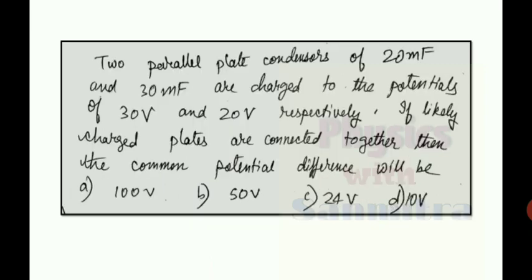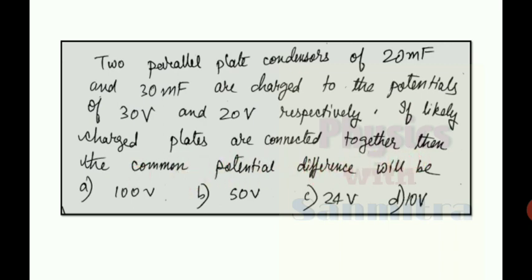Okay, next question: two parallel plate condensers of 20 microfarad and 30 microfarad are charged to potentials of 30 volt and 20 volt respectively. If likely charged plates are connected together, then the common potential difference will be. See, there are two parallel plate condensers. Condenser is another name for capacitor, with capacitances 20 microfarad and 30 microfarad. The 20 microfarad is charged to 30 volt and the 30 microfarad is charged to 20 volt. Now the likely charged plates, that means positive with positive and negative with negative, are connected together. Then the common potential difference will be.